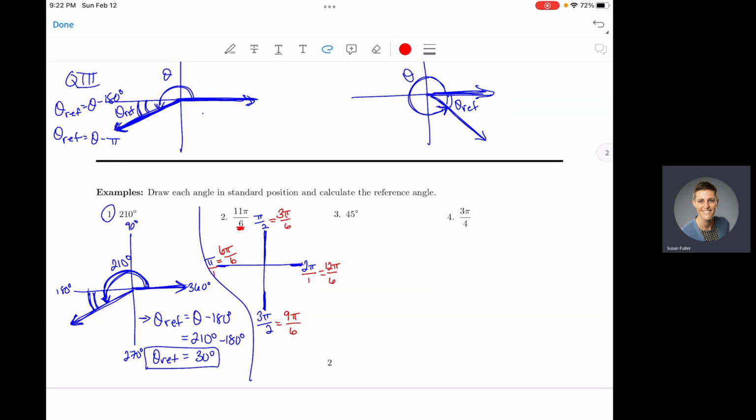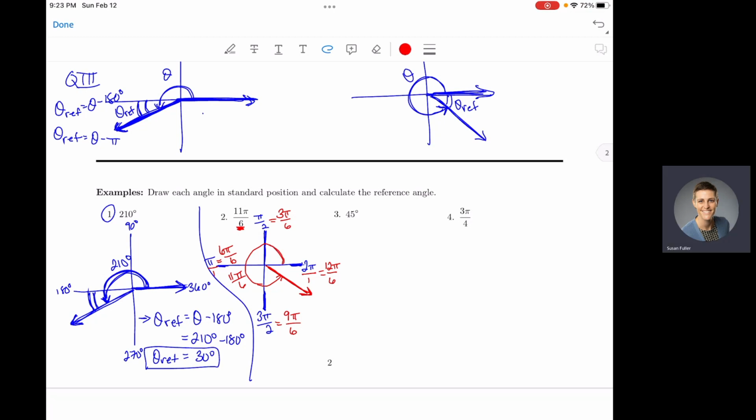Okay, so where does 11 pi over 6 radians live? Well, we would start here. We would rotate all the way through 3 pi over 6. That's not big enough. We would keep rotating through 6 pi over 6. Not big enough. We still have more left. We would rotate down to here, 9 pi over 6. We're still bigger than that. We would rotate all the way into quadrant 4. This is where 11 pi over 6 radians lives.